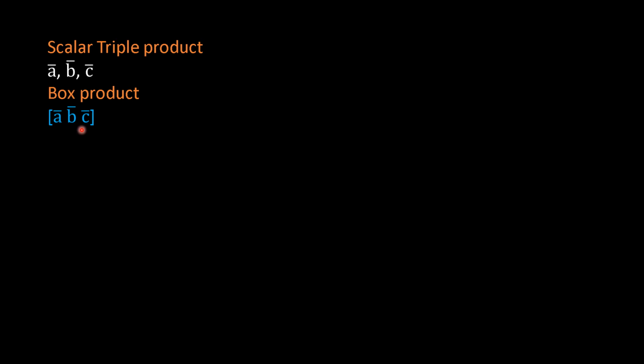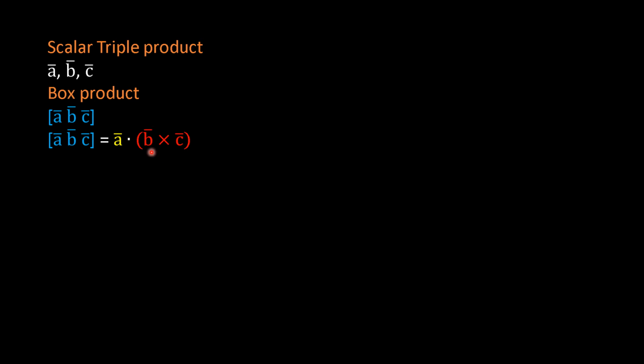Now we will define scalar triple product of three vectors a bar, b bar, c bar. Scalar triple product is also known as box product and it is written as box a bar, b bar, c bar. Box a bar, b bar, c bar is defined as a bar dot b bar cross c bar. You will observe that this is a dot product of vector a and a vector obtained by the cross product of b bar and c bar.